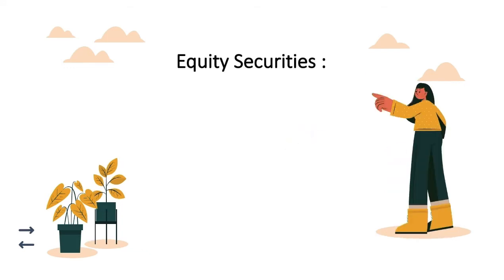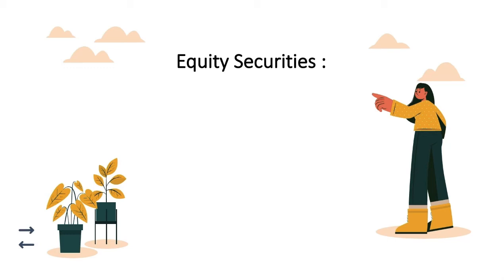And then next is equity securities. Equity securities represent ownership interest in another entity. Examples are common and preferred stock and rights to acquire or dispose of ownership interests, such as warrants, stock rights, and call and put options.